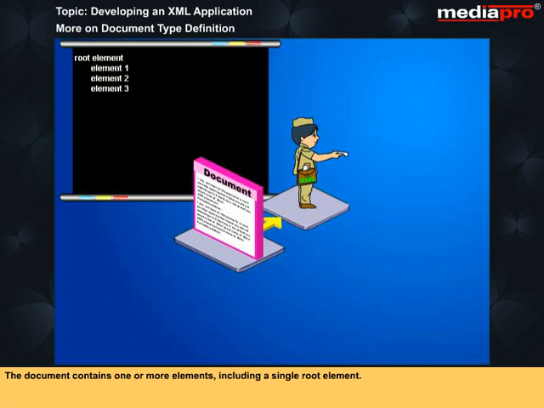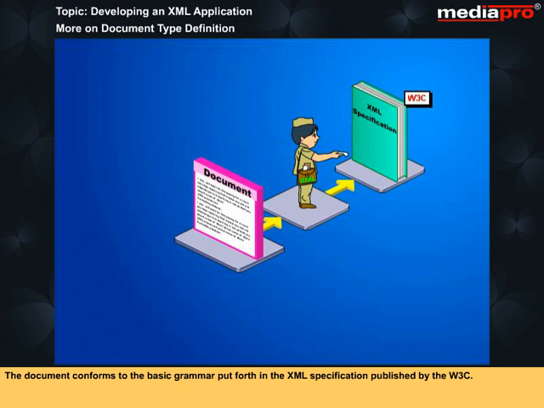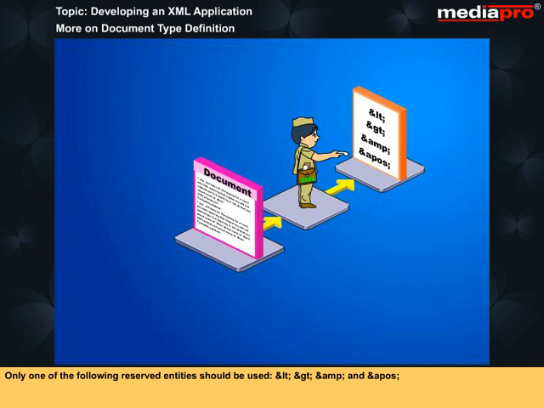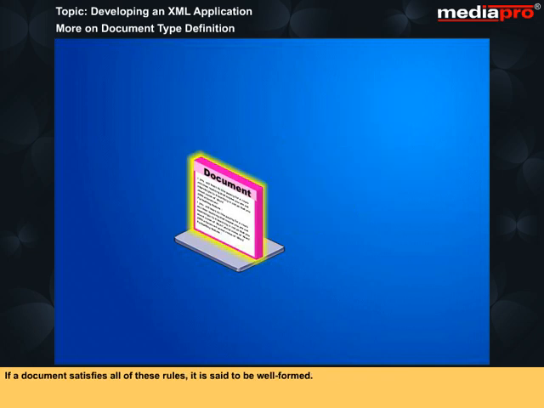The document contains one or more elements, including a single root element. The document conforms to the basic grammar put forth in the XML specification published by the W3C. All container elements are properly nested. All attribute values are contained in quotation marks. Only one of the following reserved entities should be used: ampersand LT semicolon, ampersand GT semicolon, ampersand AMP semicolon, and ampersand APOS semicolon. If a document satisfies all of these rules, it is said to be well-formed.